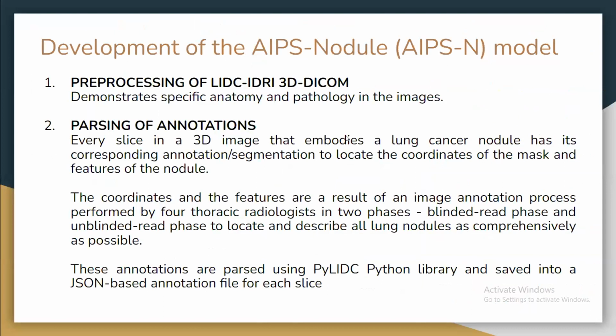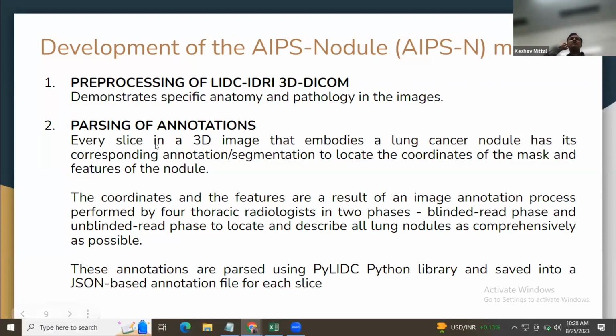So this is a more detailed version. We call this AIPS-N, and N stands for nodule. So in the beginning we are focusing on nodule prediction. Secondly, we need to start with pre-processing of these images. These images are generally in the three-dimensional DICOM format.